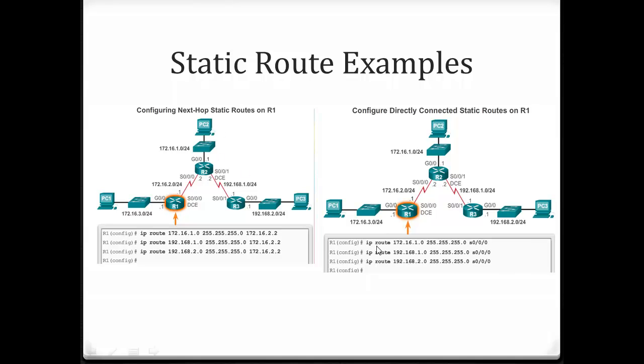Same thing to get to that network over here using the exit interface, ip route, 172.16.1.0, 255.255.255.0. But instead of the next hop, we specify serial 0/0/0. We're specifying the interface we're sending out of locally here to get to the next hop. So we're going to send out of our serial 0/0/0. Again, either way will work. It's up to you on your preference which one you want to use.